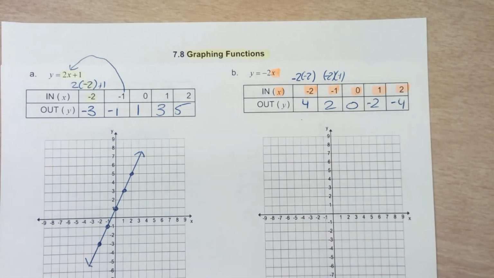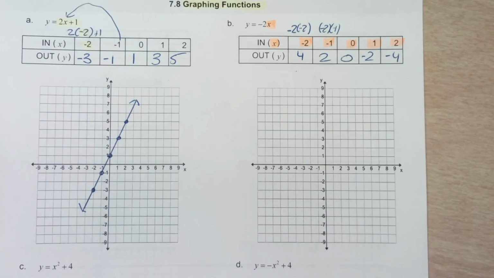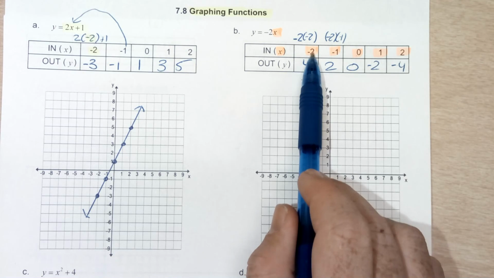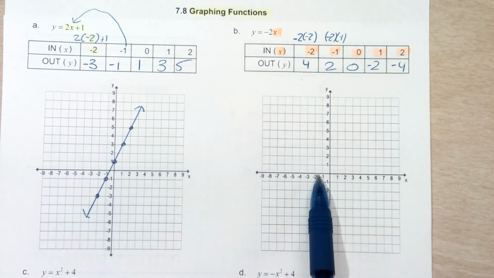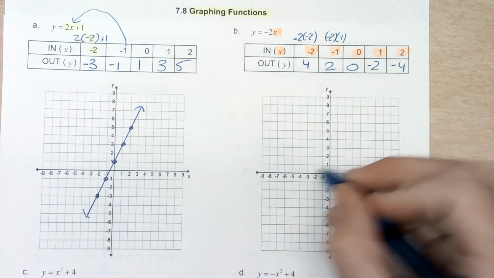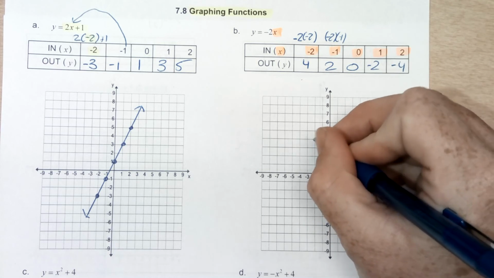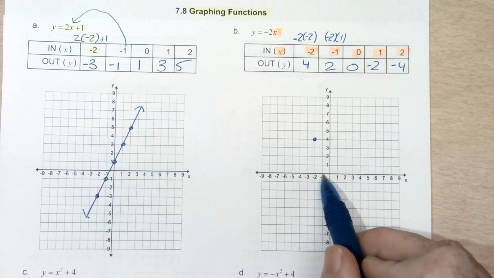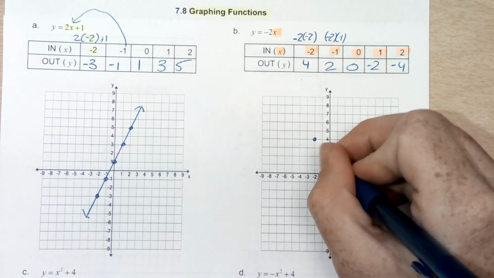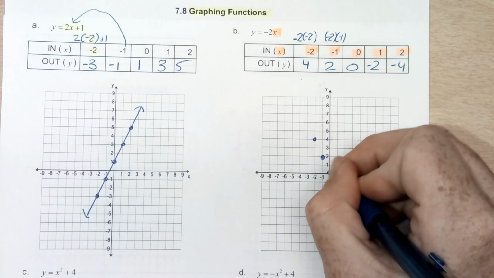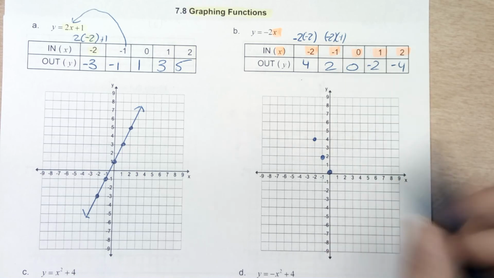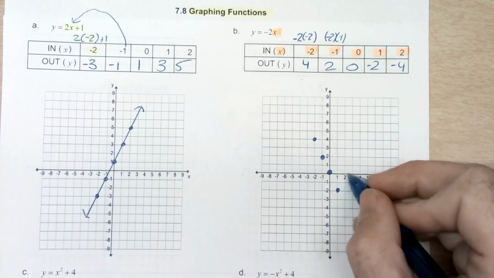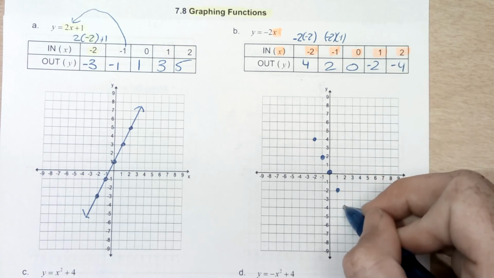Okay. So again, I have all my points. I'm just going to plot them and then draw my line through them. So my first point is negative 2, 4. So I go to negative 2. Negative 2 is here. And then I want to go up 4 to right there. Then I have negative 1, comma 2. So I go negative 1, up 2. 0, 0 is right there. 1, negative 2. And 2, negative 4.